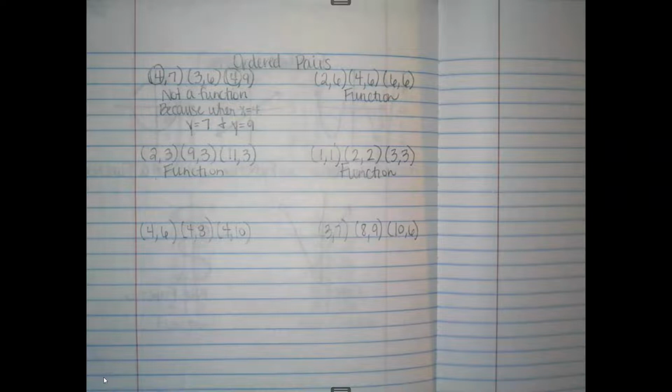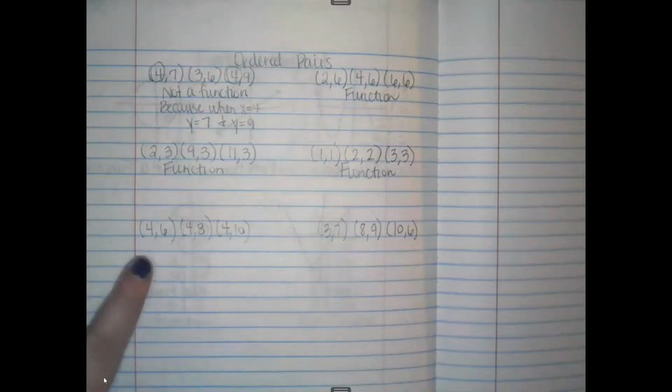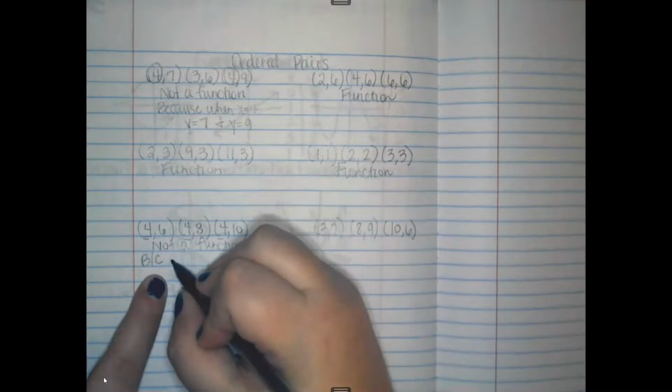Hopefully you spent a little time and you did both of these and you're not just zooming through this video. But I can see here that I have multiple x's. That daggum 4 again. It's not always a 4 though. So this is not a function, because, I'm going to use the abbreviation for because if that's okay with y'all, when x equals 4, y equaled 6, and y equaled 8, and y equaled 10.